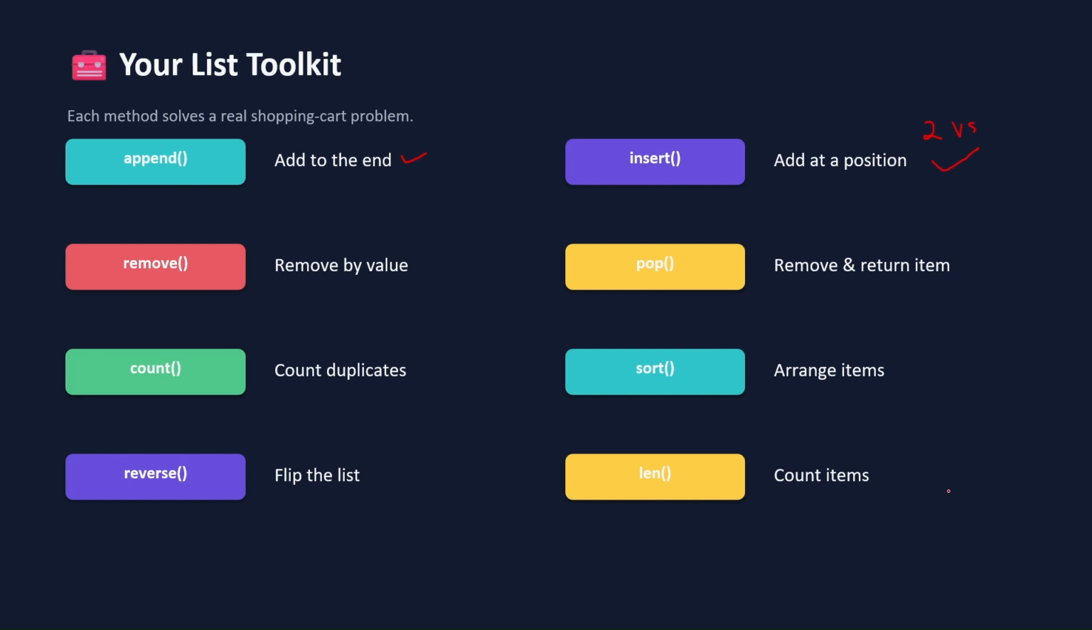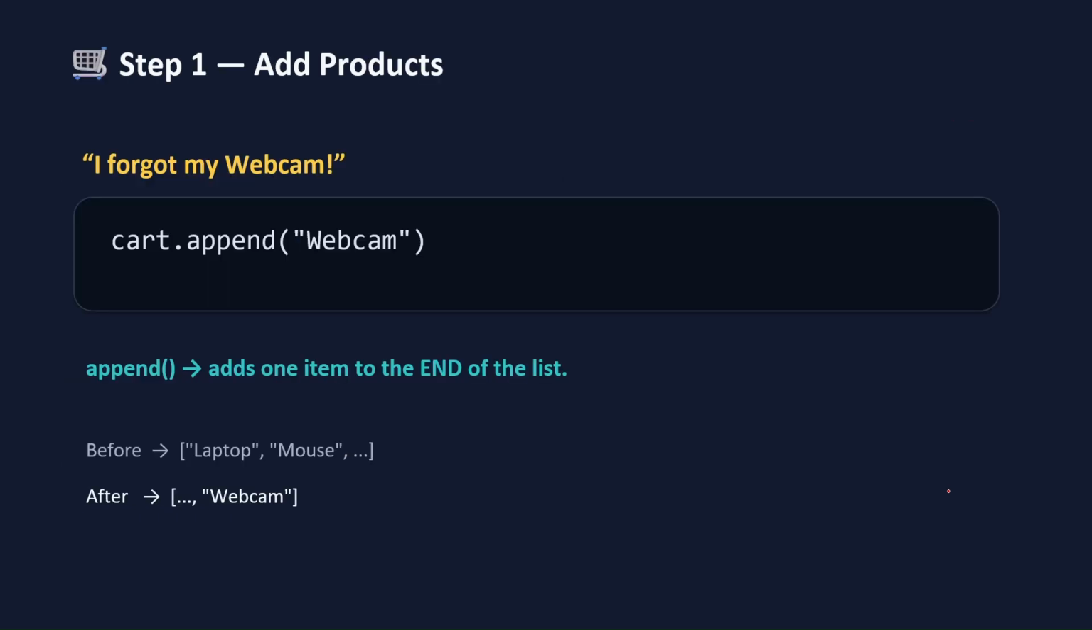These are all the methods that we are going to use. First, we need to add the product. I forgot my webcam, so using the append method, I am adding the webcam to the cart. Cart is the name of my list, and inside the cart we have all those elements. So cart.append of webcam.